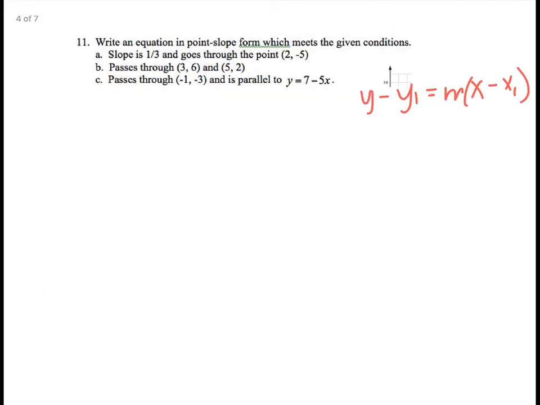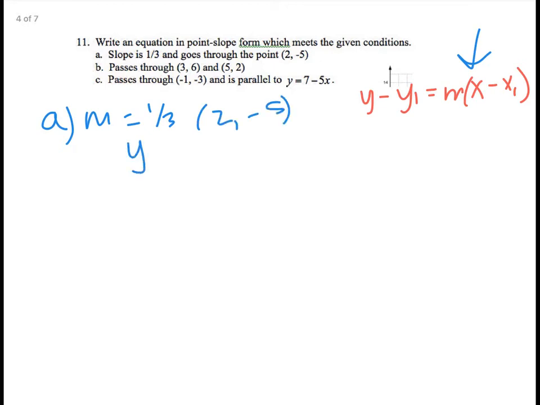Alright, 11 says write an equation in point-slope form which meets the given conditions. So here's point-slope form, y minus y1 equals m times x minus x1. Let's look at A first. It gives us our m, says it's a third, and then it gives us our ordered pair. Our x1, y1 is 2, negative 5. So we're just going to plug it in from there.